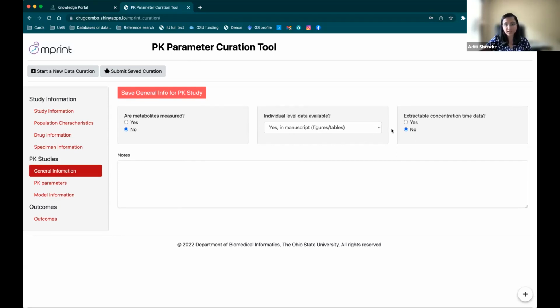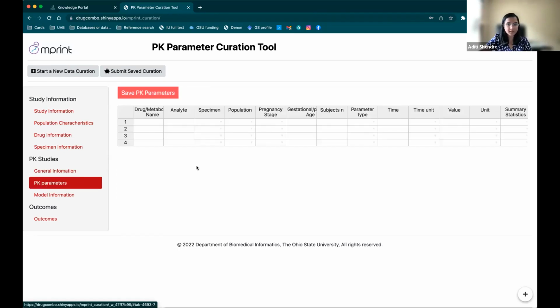So for now, we try to capture whether the information was there in the manuscripts or supplemental files, or if we could get it by requesting it from the author, or if it is not available, and then any kind of concentration time data, because that tends to be in the figures itself. So if it was an open access article, we could probably try and capture the figures themselves.